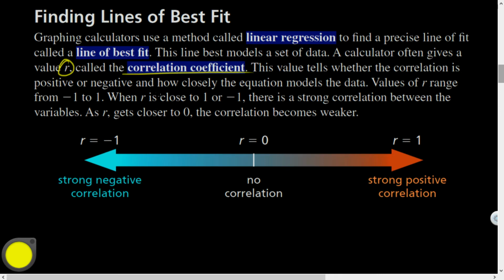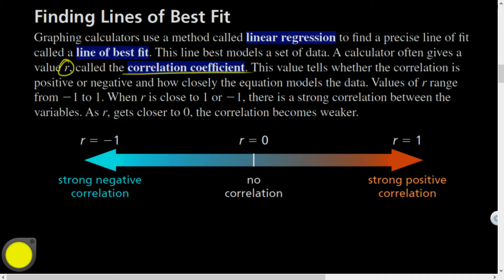But it also gives me a decimal value, so it's not just about positive or negative. The closer to -1 or +1, the stronger the correlation. And if it's like 0.26 or 0.1 or -0.3, the closer it is to 0, the weaker the correlation becomes. So let's look at this in action.